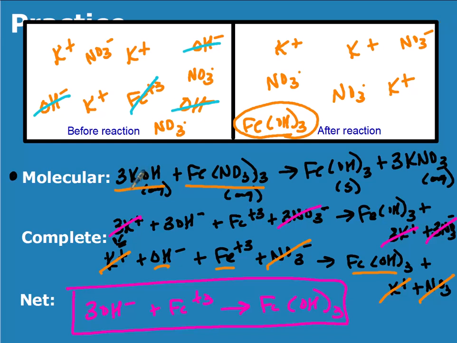I had 3 KOHs reacting with 1 iron 3 nitrate to produce 1 solid, and then I still have 3 potassium nitrates. And because it's aqueous, it's still floating around. Notice that the spectators don't leave the container. They just aren't participating in the reaction. Their purpose is to bring in the hydroxide and the iron.